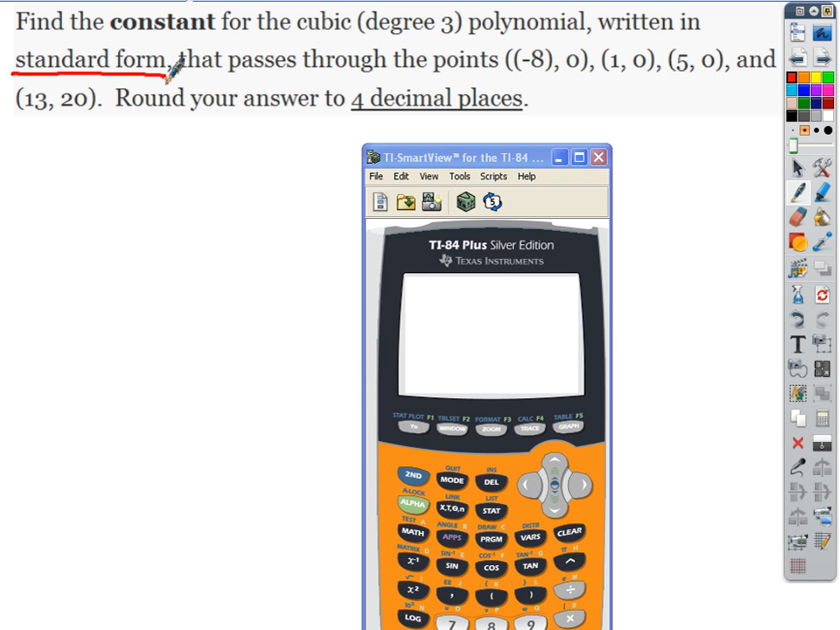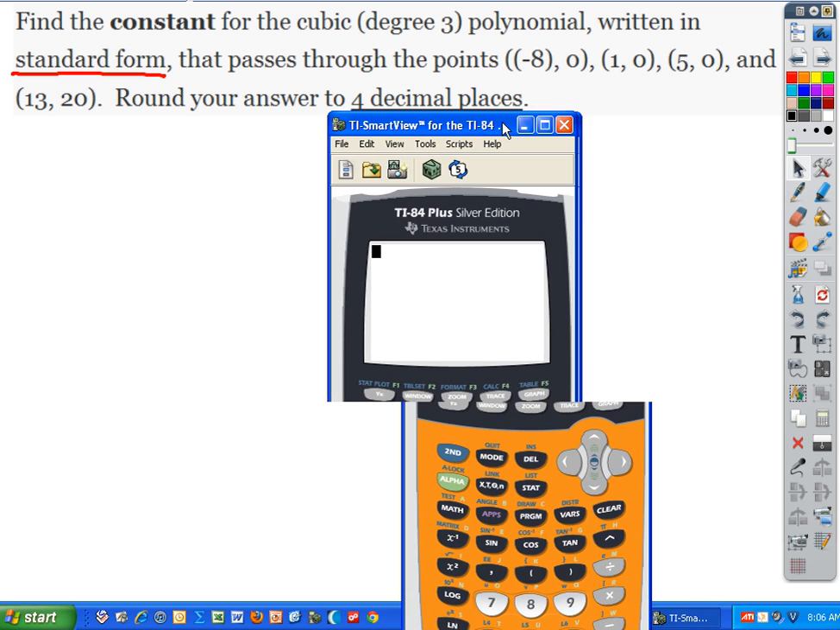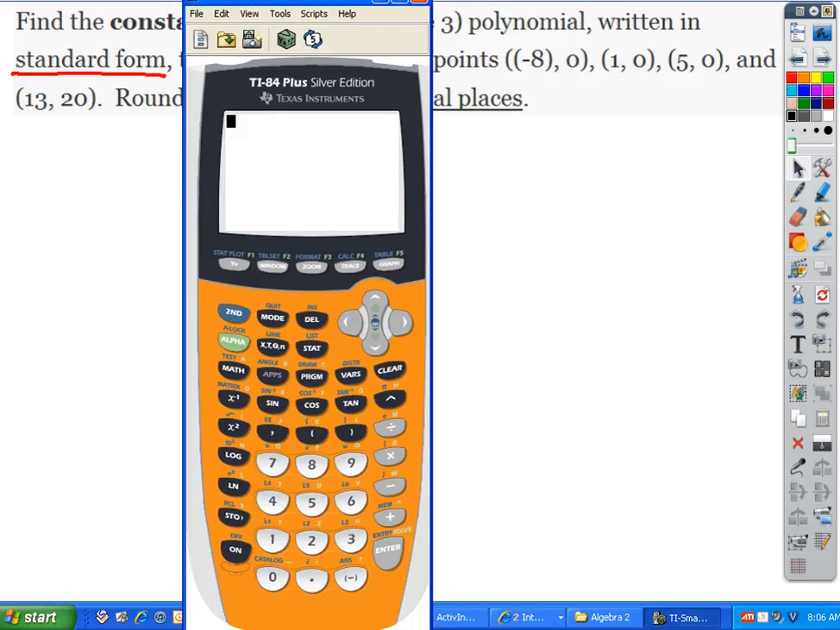So all we have to do then is go where? Stat, edit, and that's where we're going to put all those ordered pairs, X values, Y values. And what do we got? -8 for our X values, -8, 1, 5, 13, 0, 20. There.